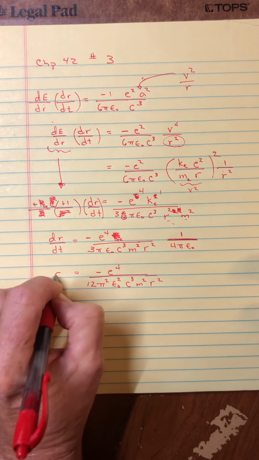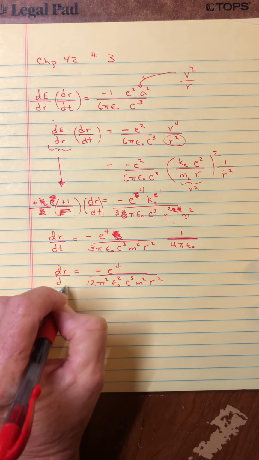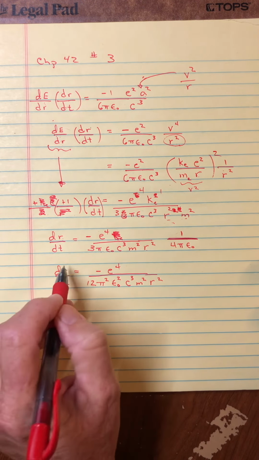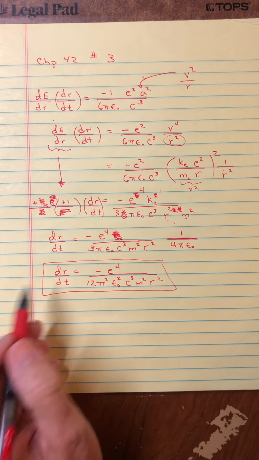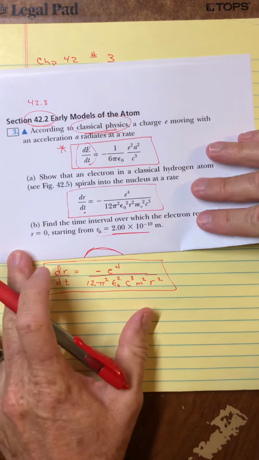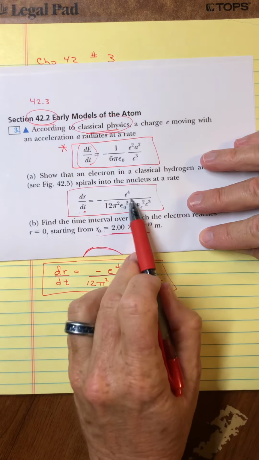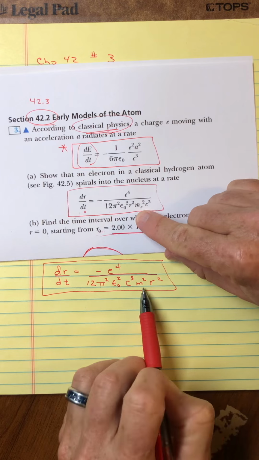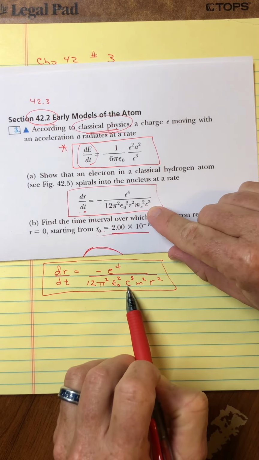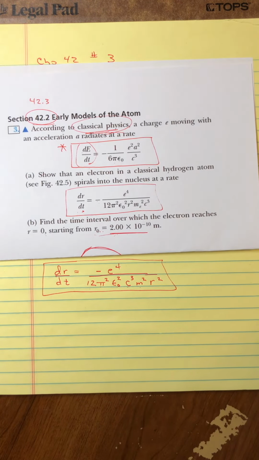And so I think we finally got what we're looking for here, and that is what is the rate at which the radius changes. And that does match then what we were asked. There's the negative, there's the e to the 4th, there's the 12 pi squared epsilon naught, there's the r squared, there's the mass squared, and there's the speed of light cubed.